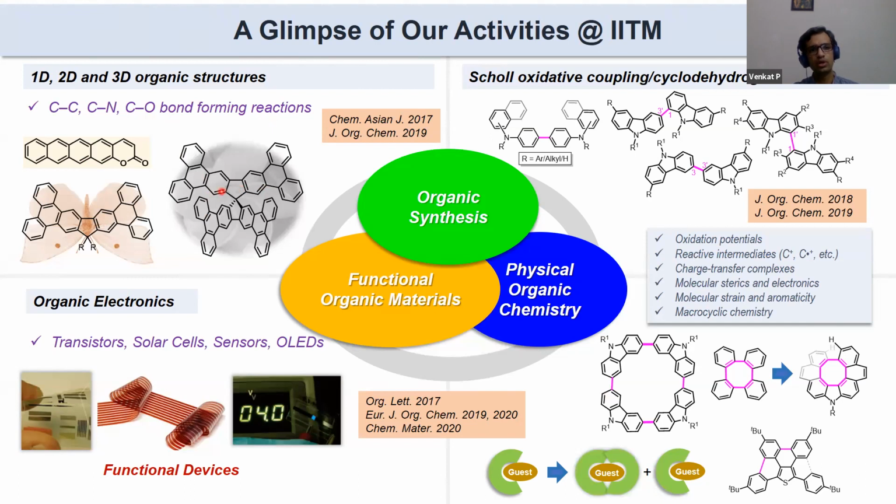Then based on that, we test their potential in organic electronics. For example, transistors, solar cells, sensors, and organic LEDs are some of the areas that we are working on. And being organic chemists, we are always interested in developing reactions, so developing novel methodologies to construct various sets of molecules. Recently we have ventured into macrocyclic chemistry, whereby you create cyclic molecules and look at their molecular recognition potential. I will give you some of these aspects in this presentation.